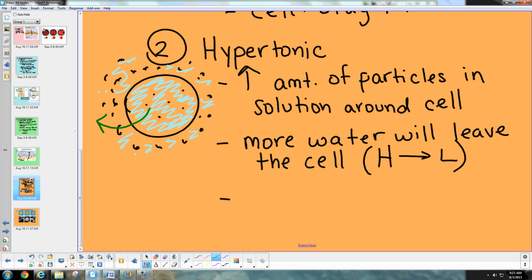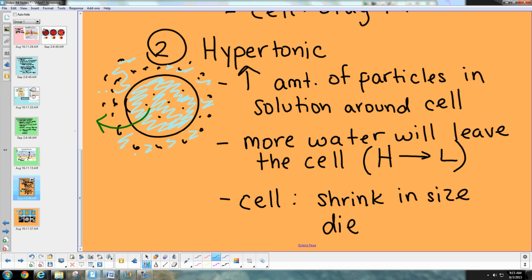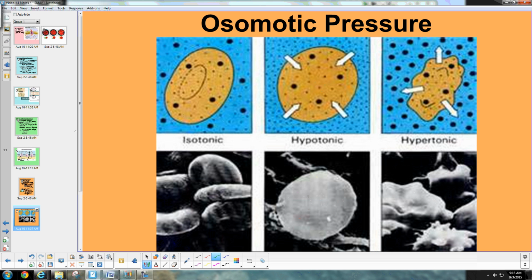So what that means for my cell, not a good thing, okay? This means that the cell is going to shrink or get smaller in size, which can ultimately lead the cell to maybe even die. Okay, so let's look at this blood cell, or not blood cell, just a cell over here. Okay, this is hyper.